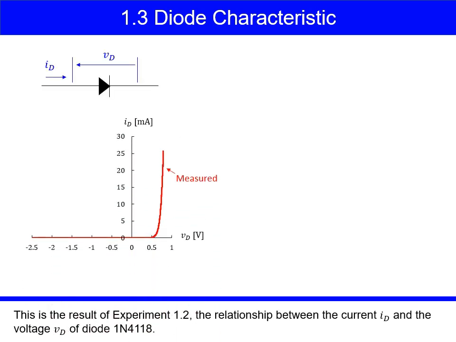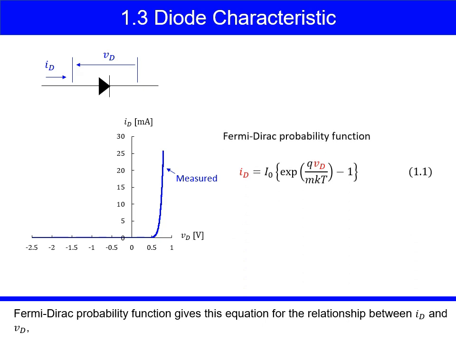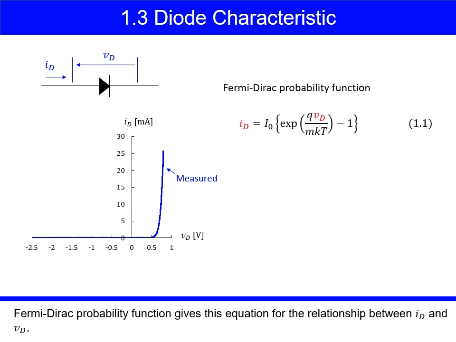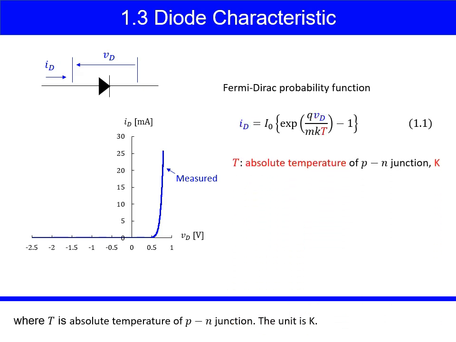This is the result of experiment 1.2, the relationship between the current ID and the voltage VD of diode 1N4148. Fermi-Dirac probability function gives this equation for the relationship between ID and VD, where T is absolute temperature of p-n junction. The unit is Kelvin.